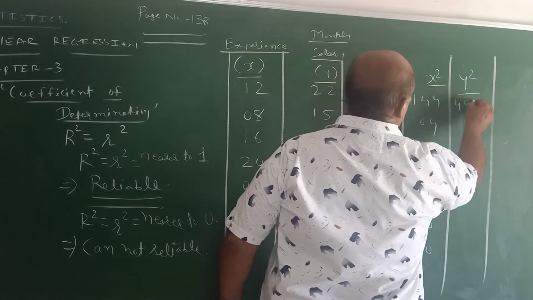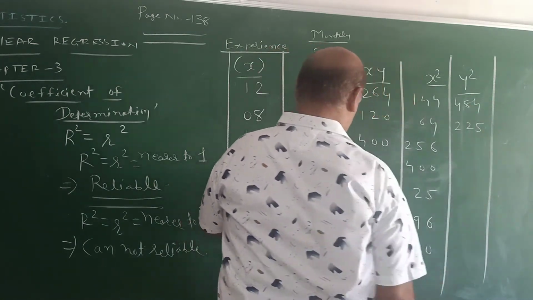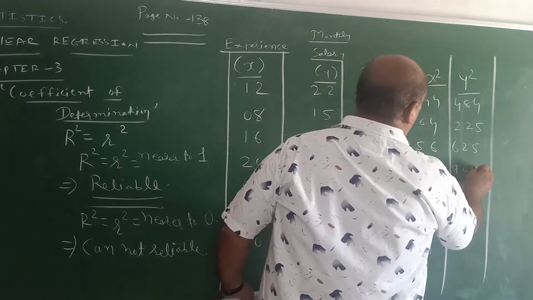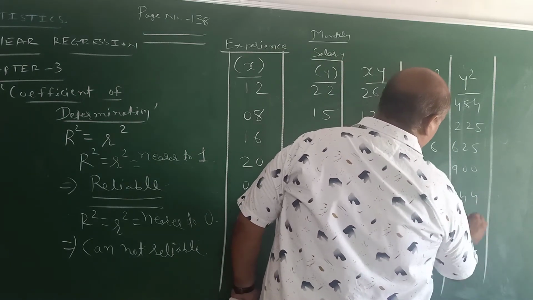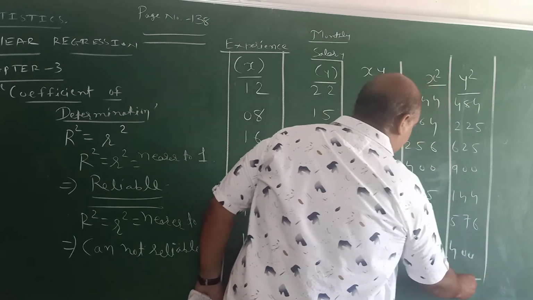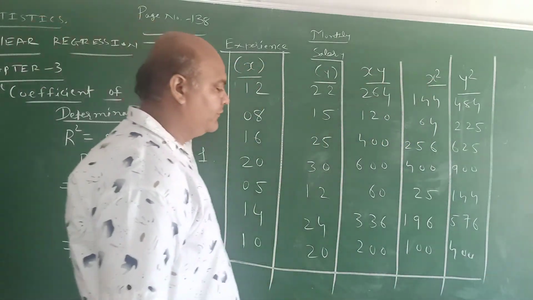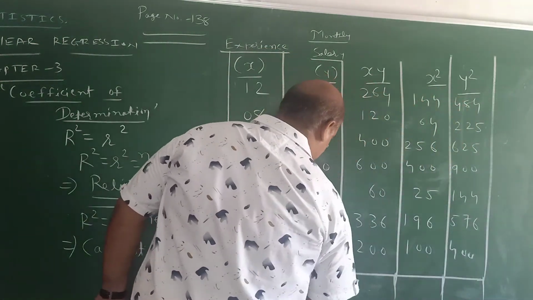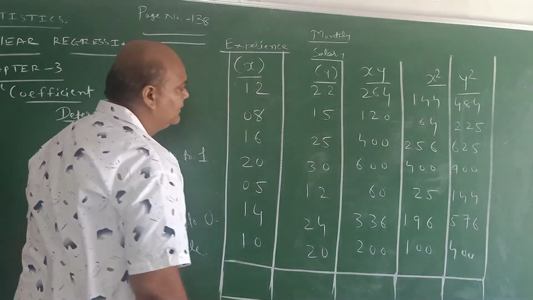484, 225, 625, 900, 144, 576, 400. As you all know, we have to do the total of all these squares. All the columns, we have to total, because it is required in the formula.